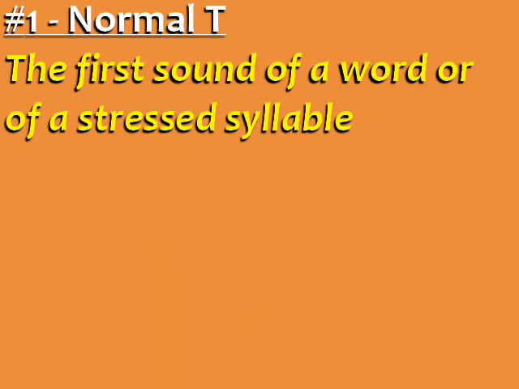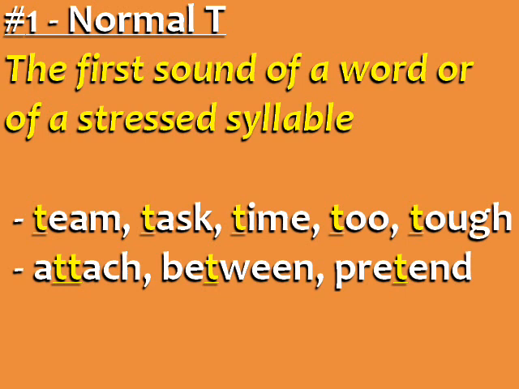Pronunciation number 1. Normal T. When T is the first letter of a word or of a stressed syllable, it usually has a normal T sound. This is the sound we practiced last lesson. Team, task, time, to, tough, attach, between, pretend.